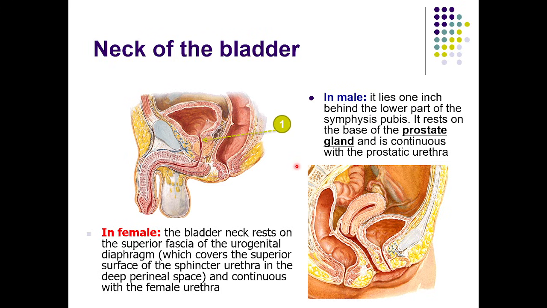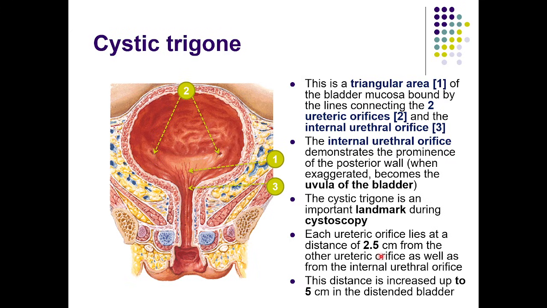Okay, neck of the bladder. So what do we have in the neck of the bladder? That's where the urethra starts from. In the male body we have this gland. Which gland do we have? Prostate gland. In the female, what do we have? The diaphragm. Urogenital diaphragm. Very good.